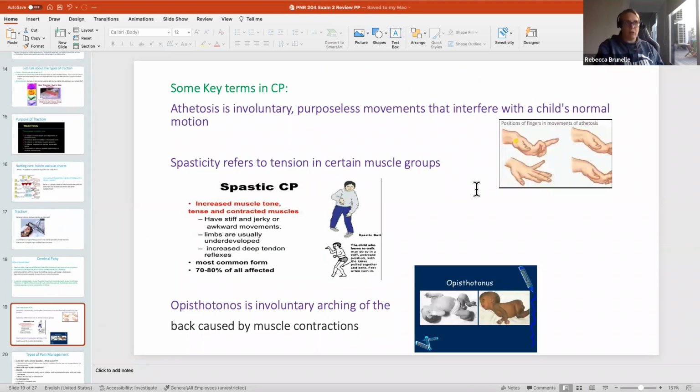So not infrequently, they have athetosis, which is involuntary purposeless movements. So it would be something like this with their hands, and they're not able to move their hands back into a normal position, and it just happens. So they can't feed themselves, etc., because they don't really have the ability to control their hands.